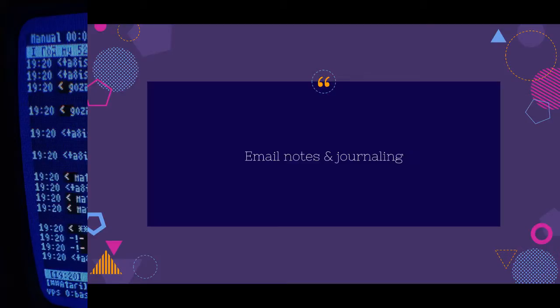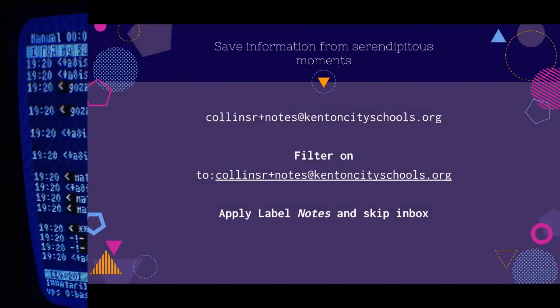Well, I use Gmail for my journaling. Most email sites support plus alias addressing. So I can email to Collins R plus notes, and I still get it in my inbox, but I set up a filter so anything that's addressed to Collins R plus notes does not go to my inbox, it goes into my notes folder.